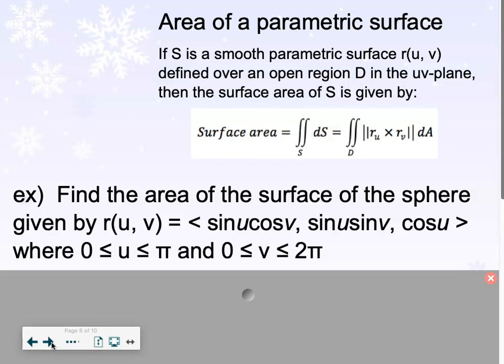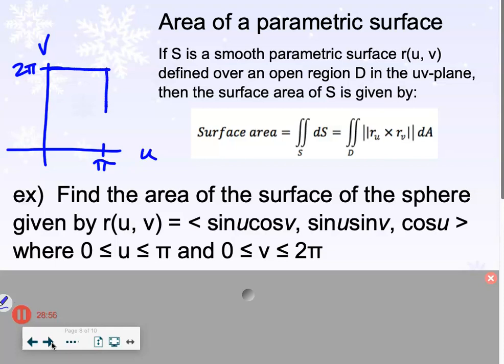So your region D, if we had a UV plane out there somewhere, your U would be going from 0 to pi. Your V would be going from 0 to 2 pi. What shape would D be? Rectangle. Yeah, it's just a rectangle, right? So this is your region D.